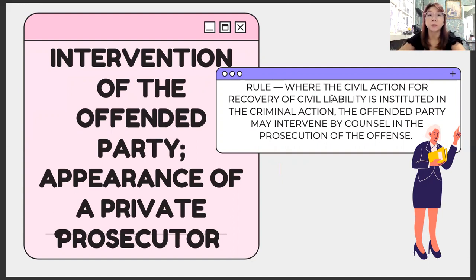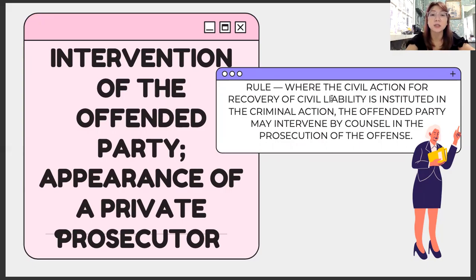The appointment of a private prosecutor is done by the offended party and is the mode by which the latter intervenes in the prosecution of the offense. A fundamental principle in criminal law is the rule that every person criminally liable for a felony is also civilly liable. This is Article 100 of the RPC. Thus, generally, a person convicted of a crime is both criminally and civilly liable.